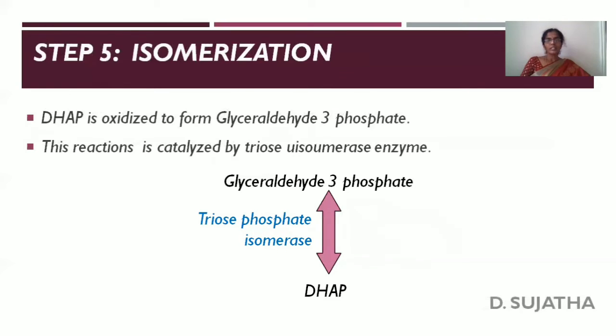Dihydroxyacetone phosphate and G3P are both isomers. But in the next reaction, only in the form of glyceraldehyde 3-phosphate does it participate in the glycolysis pathway. So the dihydroxyacetone phosphate, in the presence of triose phosphate isomerase enzyme, is converted to glyceraldehyde 3-phosphate. This glyceraldehyde 3-phosphate next participates directly in the glycolysis pathway.